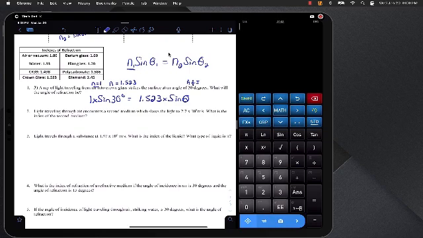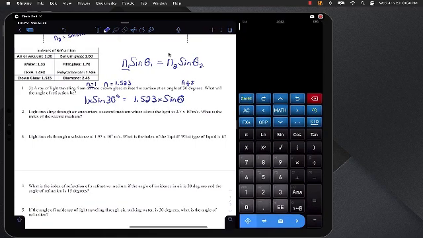Something I didn't mention before, make sure your calculator is in degrees. It has to be in degrees. If it's not in degrees, you're not going to get any of this right. So how can we work this out? I need to get the angle, and remember from before, to get the angle you need to do inverse sine.